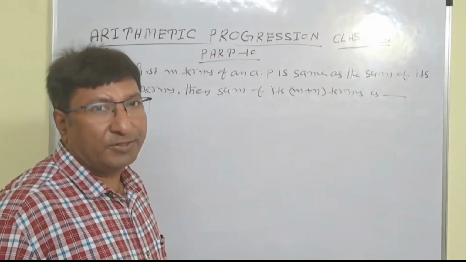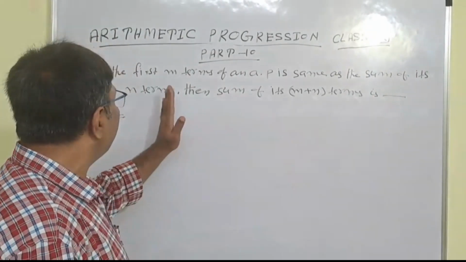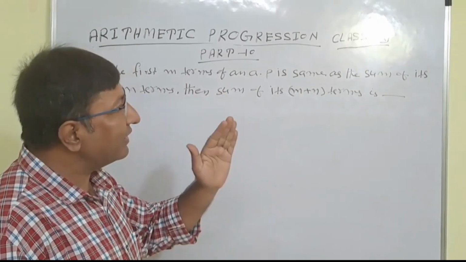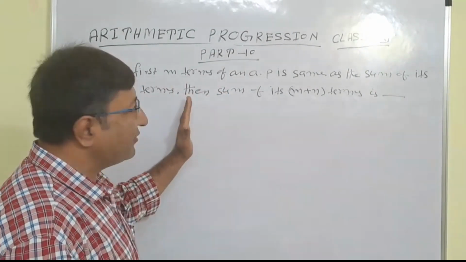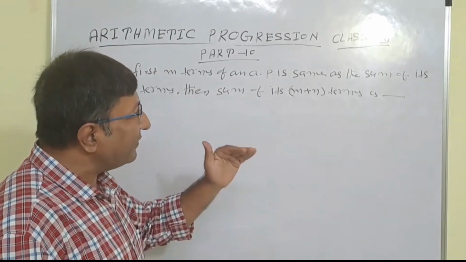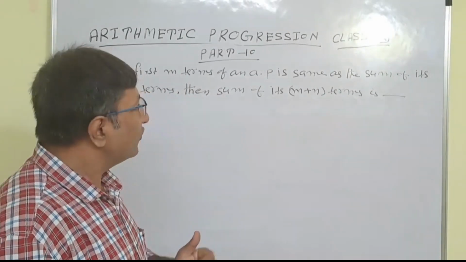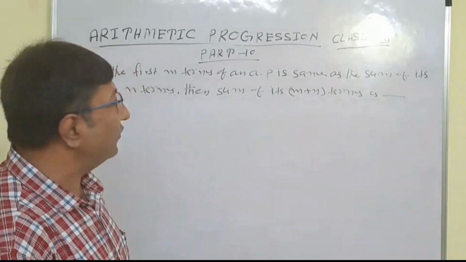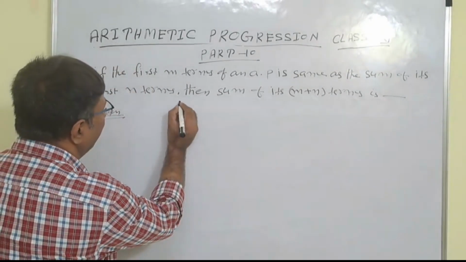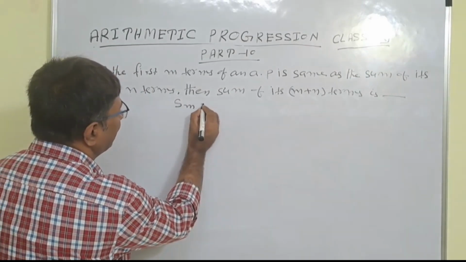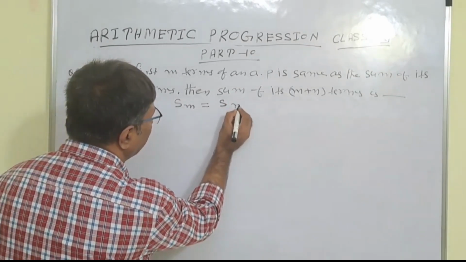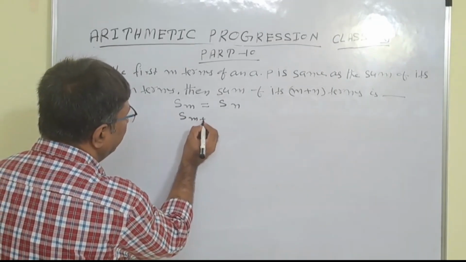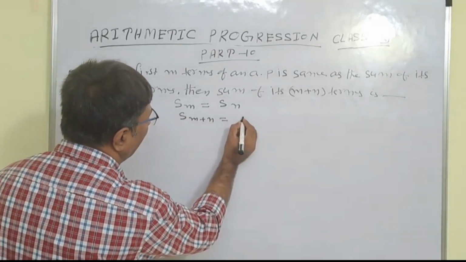Let us see the question third. So question third is what? If the sum of the first m terms of an AP is the same as the sum of its first n terms, then the sum of its m plus n terms is what? So it is a very simple and tricky question, we can use it as a trick also. So what is the question? Sum of m terms of an AP is equal to sum of n terms. Then sum of m plus n terms equal to what?